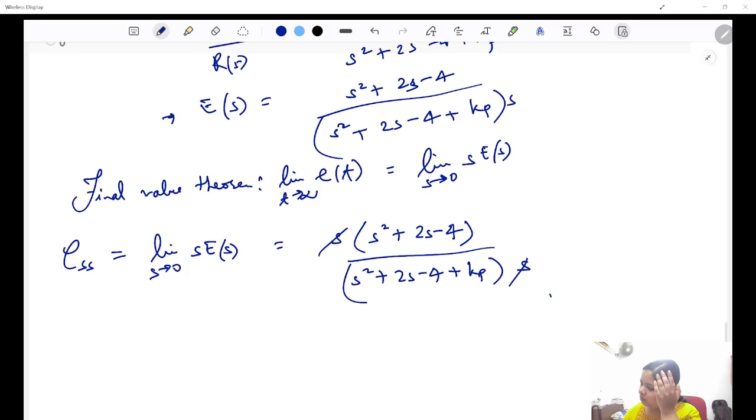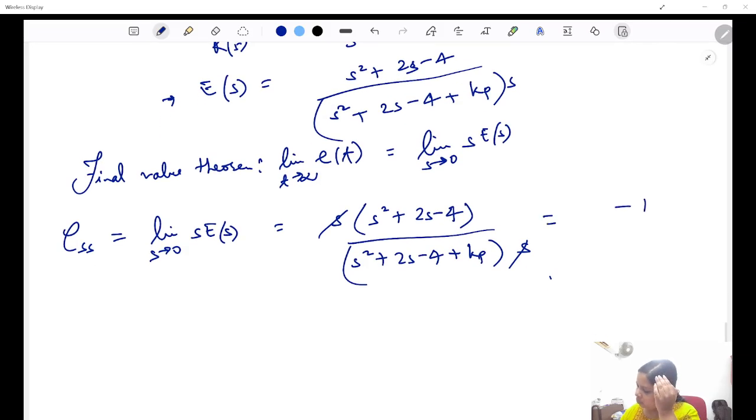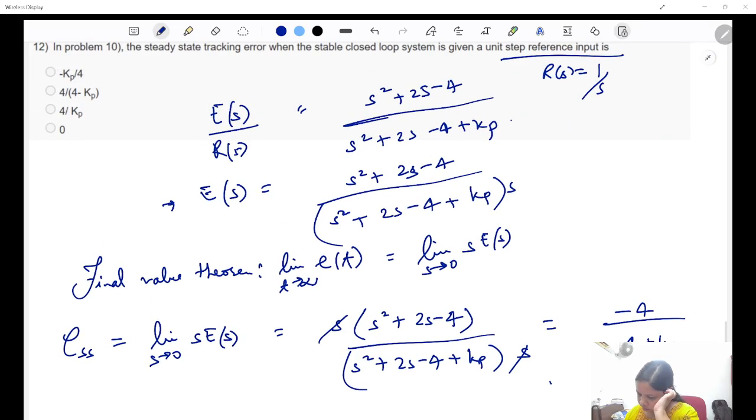S and S cancel out. What remains? If you put the value of S to be 0 everywhere, it would be minus 4 upon minus 4 plus KP. Answer is B, right? Yes. All clear? If you have any question, please let me know.